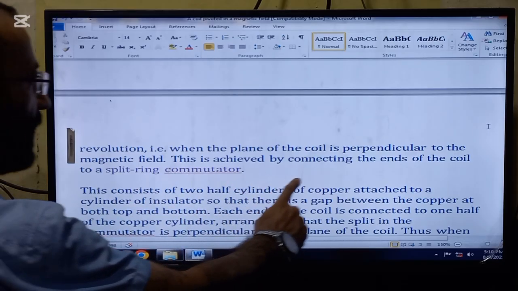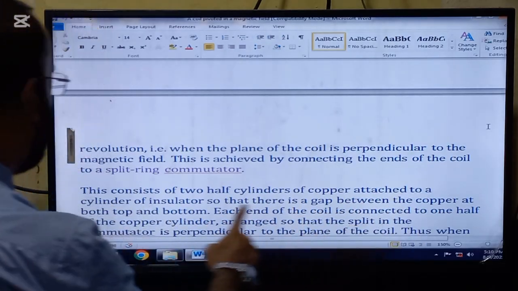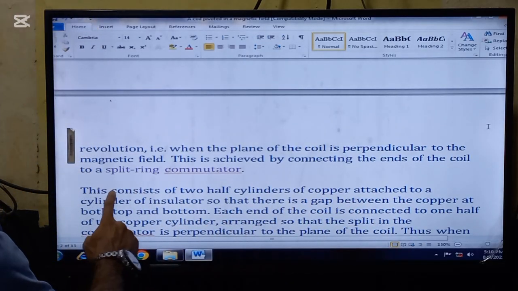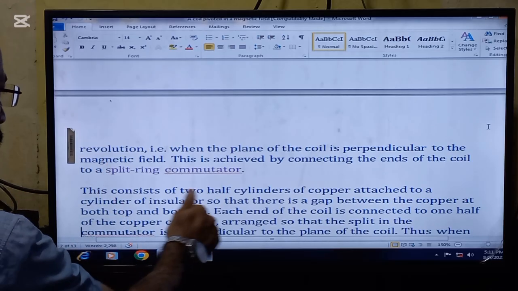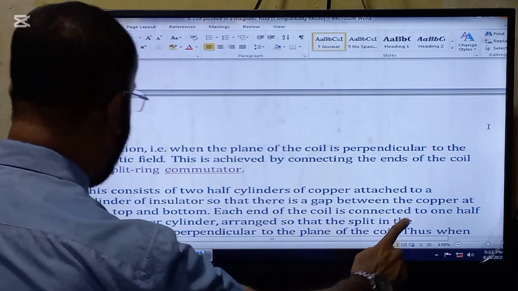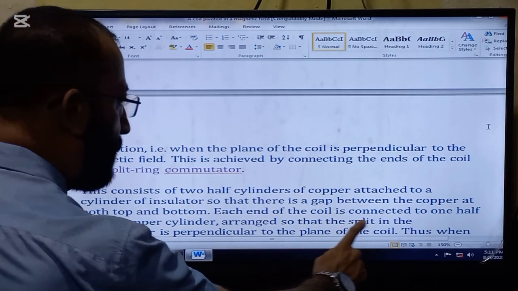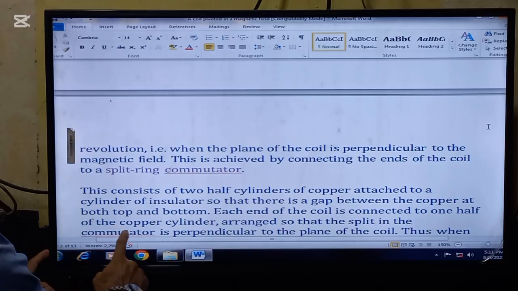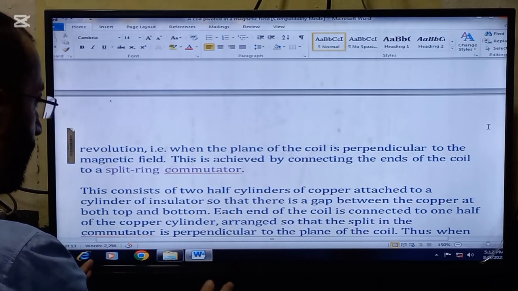When the plane of the coil is perpendicular to the magnetic field, this is achieved by connecting the ends of the coil to a split ring commutator. So this is the device which is responsible for the continuous movement. This split ring commutator consists of two half cylinders of copper attached to a cylinder of the insulator, so that there is a gap between the copper at both top and bottom. And you will see the figure later.